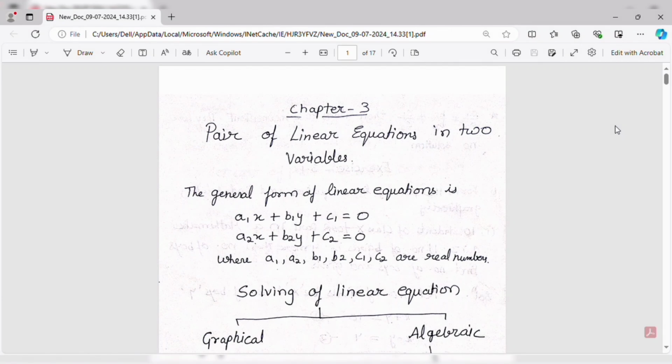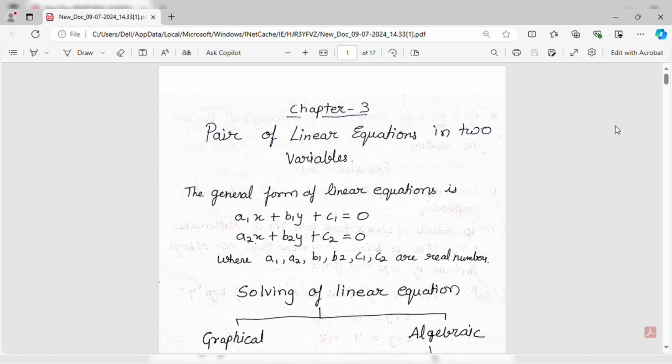Today we are going to discuss Class 10 NCERT Chapter 3, Pair of Linear Equations in Two Variables. Here we will discuss how to solve linear equations in two variables like x and y. So the linear equation would be of the form a1x plus b1y plus c1 equals 0, a2x plus b2y plus c2 equals 0. Here a1, a2, b1, b2, c1, c2 are real numbers.